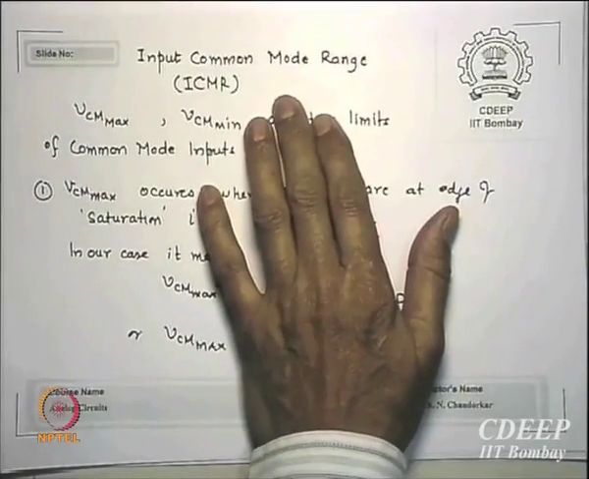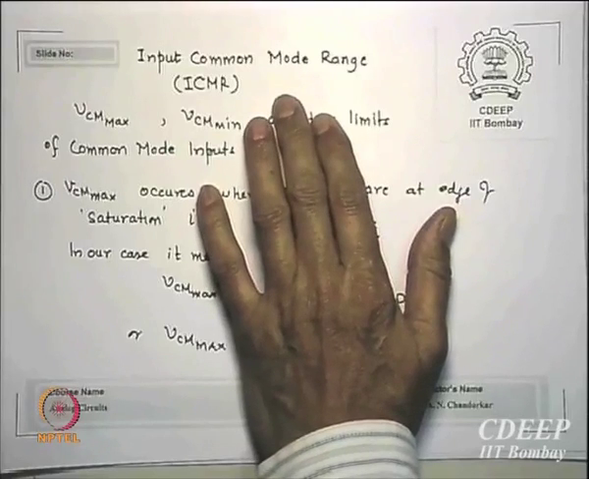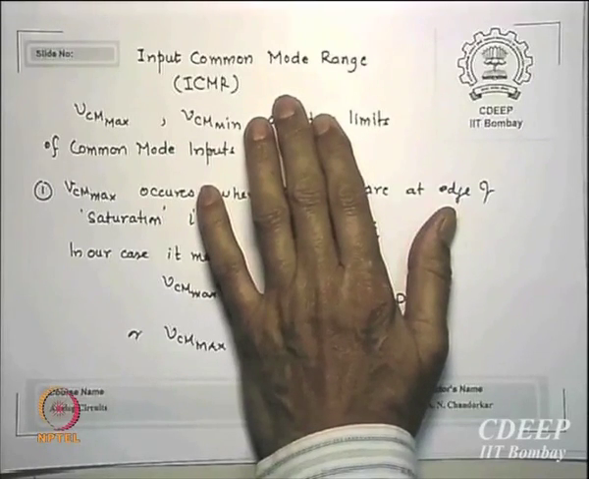Input common mode range: what are the maximum and minimum common mode voltages possible which will allow the device to operate, with both transistors remaining in saturation? We say this is the maximum VCM, and the other is the minimum VCM. You must work within this. If the noise overshoots this value, it will show at the output as well. So there is a limited range in which VCM can be operated.